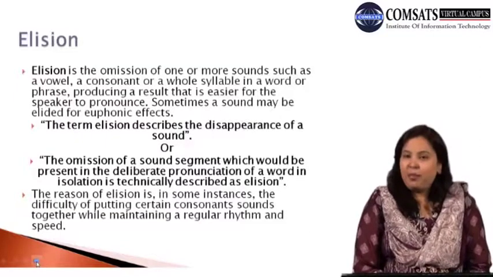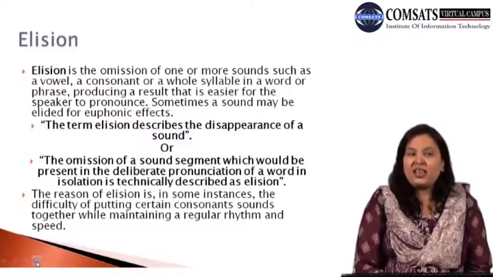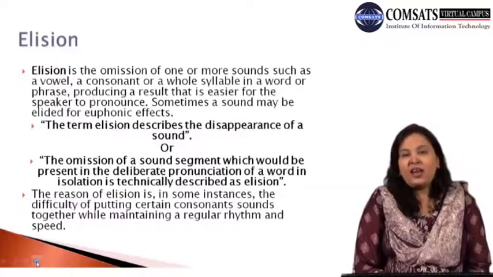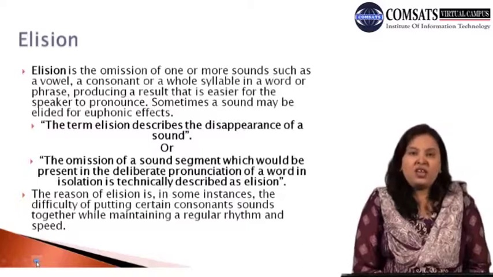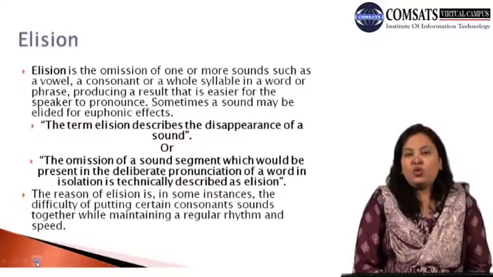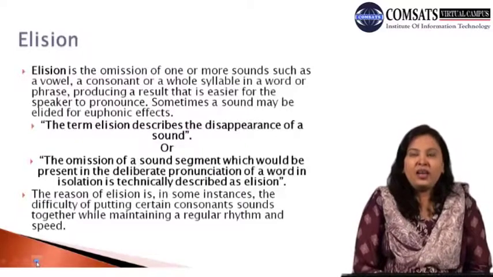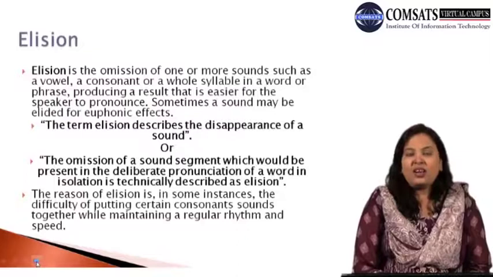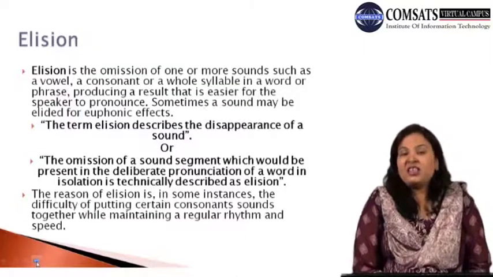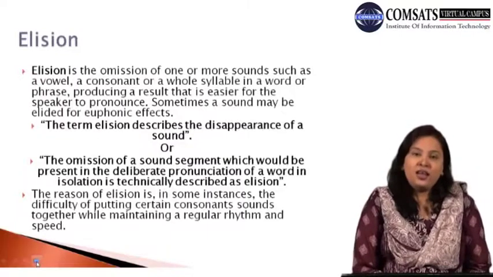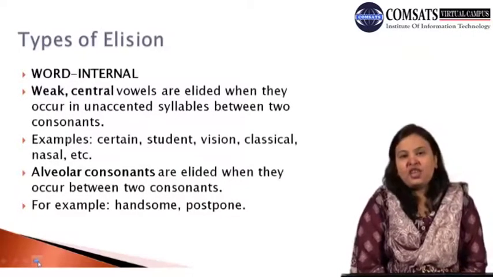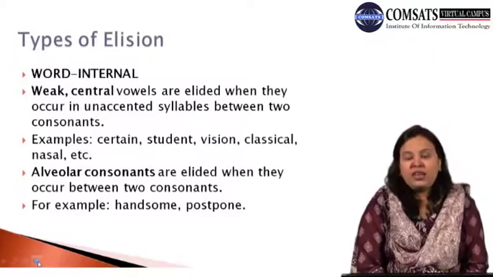The reason, as I mentioned, is that sometimes we face difficulty in putting certain sound segments together. In frequent speech, in the flow, we try to omit the difficult sounds because we find it difficult to combine those patterns of sound. So we try to omit certain difficult sounds, and whatever happens this way is technically known as elision. Just like assimilation, elision has many types.